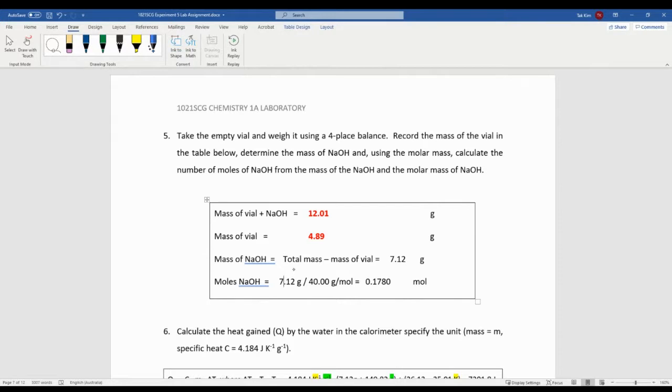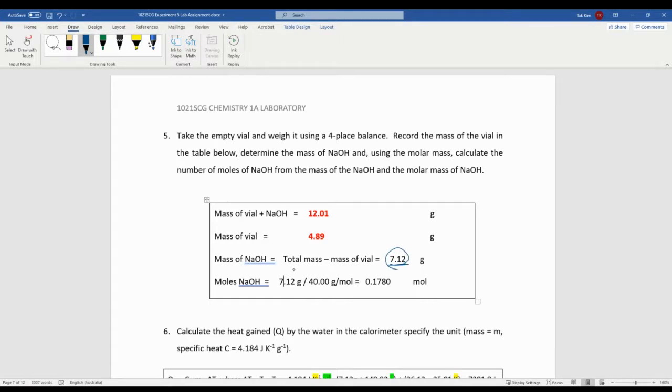Your mass of vial plus sodium hydroxide is 12.01 grams, and the mass of vial is 4.89 grams. Since we are looking for the mass of sodium hydroxide, you need to do a simple calculation. It'll be total mass minus mass of vial. So the answer will be 7.12 grams. That's going to be the mass of your sodium hydroxide.